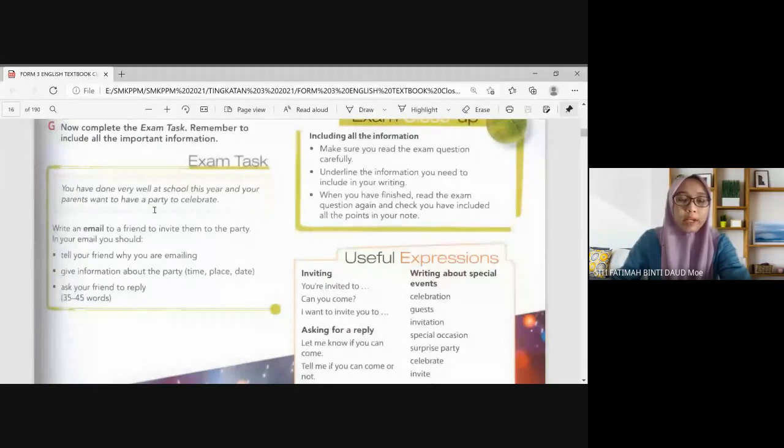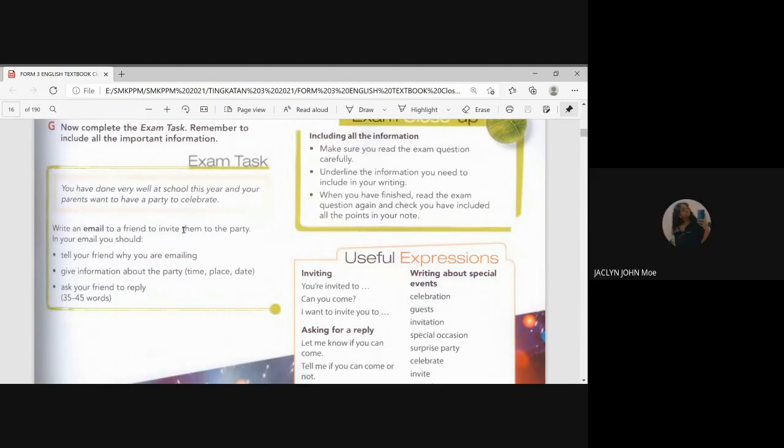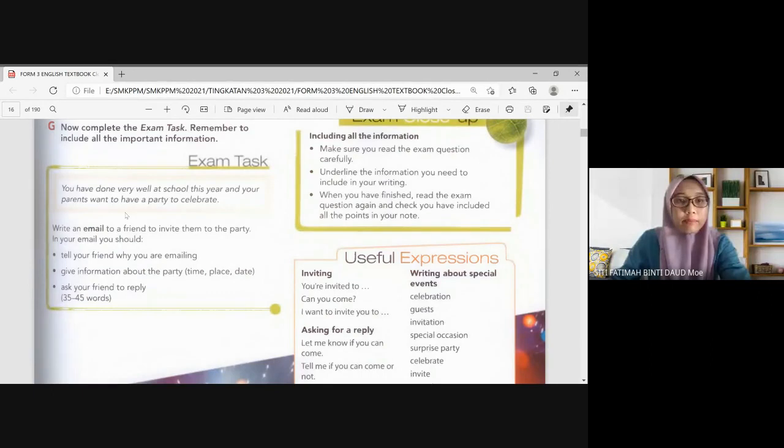parents want to have a party to celebrate. So what kind of party here? Is it a birthday party? Yes or no? Is this a birthday party? No. This one is to celebrate you have done very well. That means maybe you get many A's. Okay. But why, when I get the answers, most of the answers are about birthday parties.